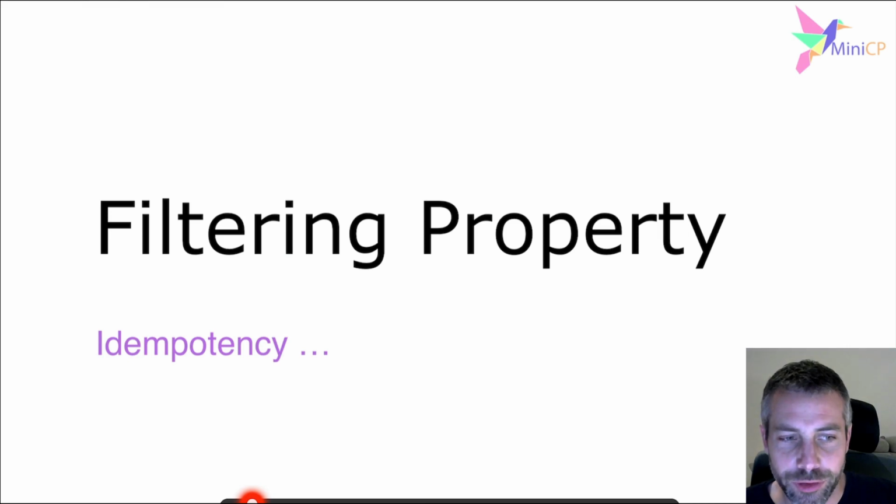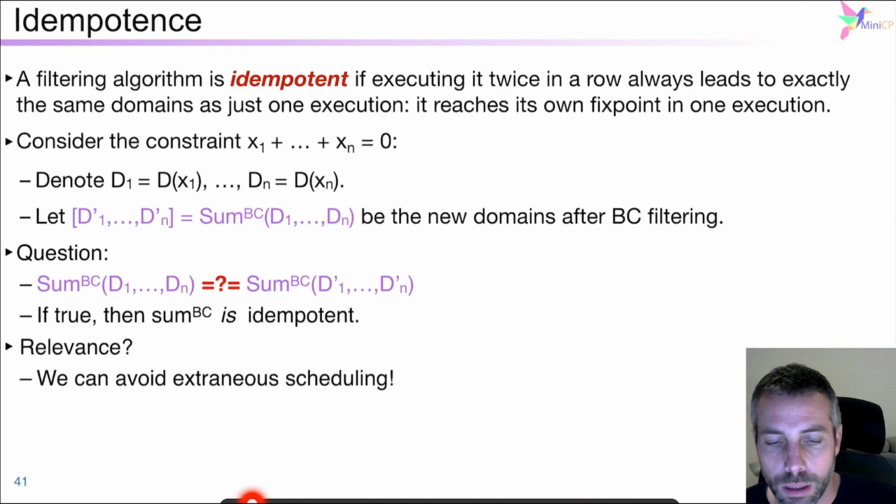When you design your filtering algorithm for a constraint, you should ask yourself if it's interesting or not to call the same filtering a second time consecutively. The property that makes this useless is called idempotency. A filtering algorithm is called idempotent if executing it twice in a row always leads exactly to the same domains. And so just one execution is enough, and you can spare at least one execution in that case.